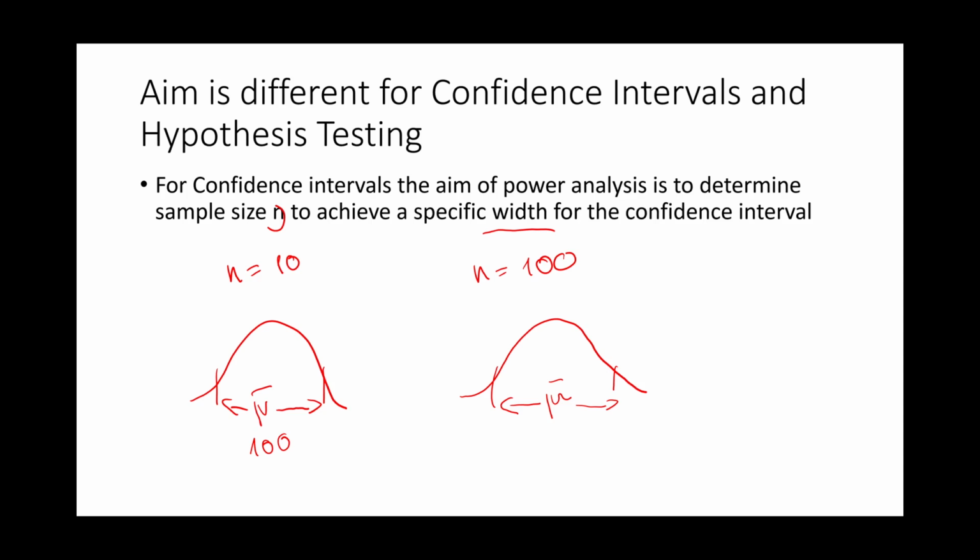So the aim of this power analysis is to determine this n to get a specific width of the confidence interval.